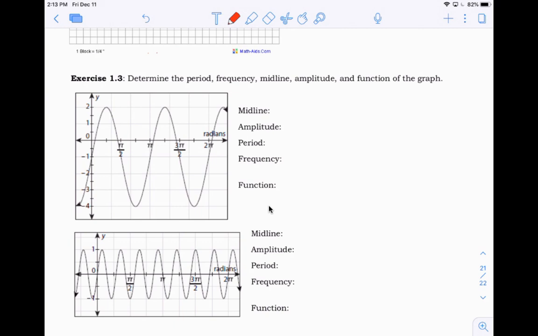All right, last one, we're going to talk about taking a picture and being able to find the information from the graph. Determine the period, frequency, midline, amplitude, and then the function. Now that we know what these things do, there's two options. At the end of the day, we're going to have a function that's for a sine and a cosine, and we're going to go with the easier of the two to create.